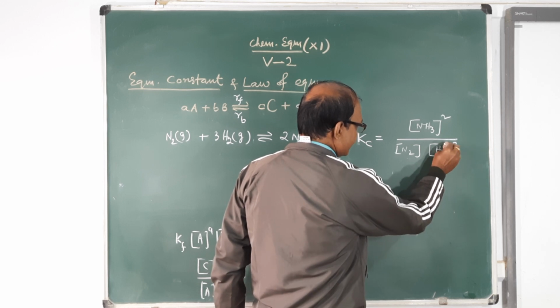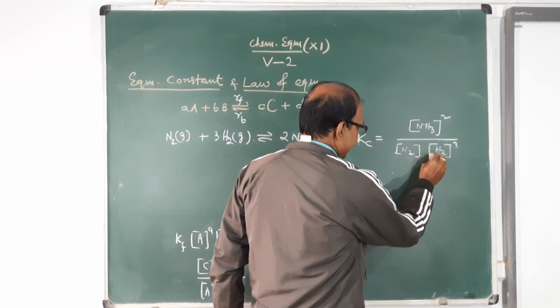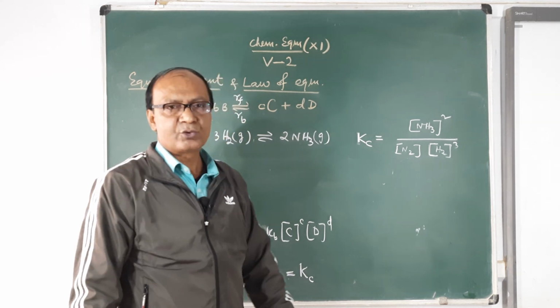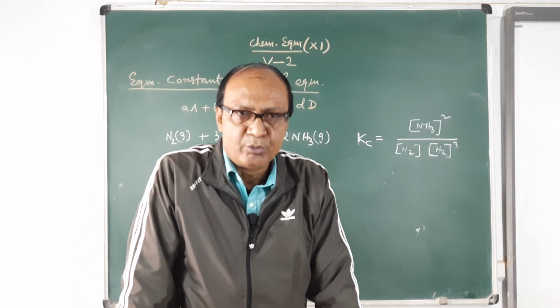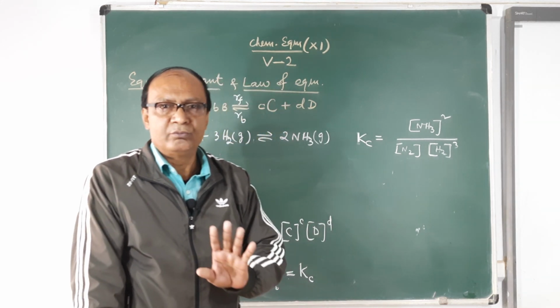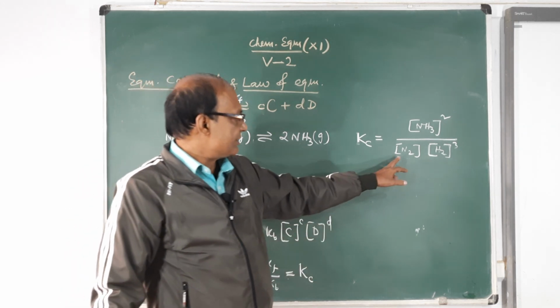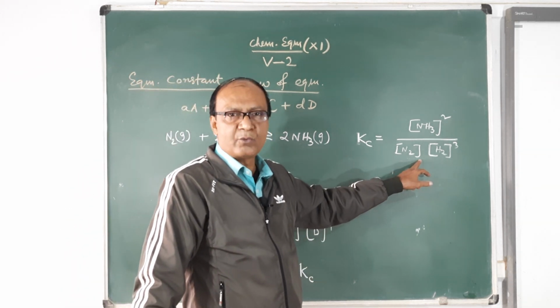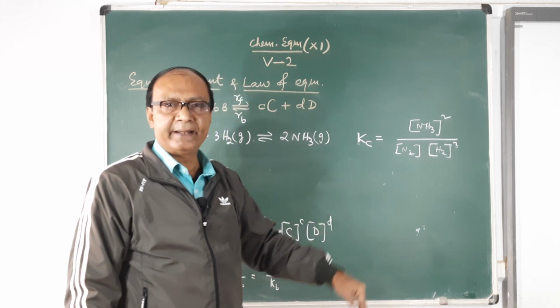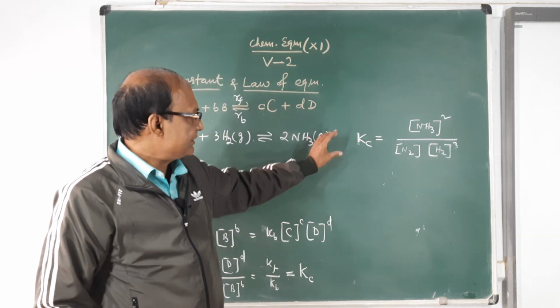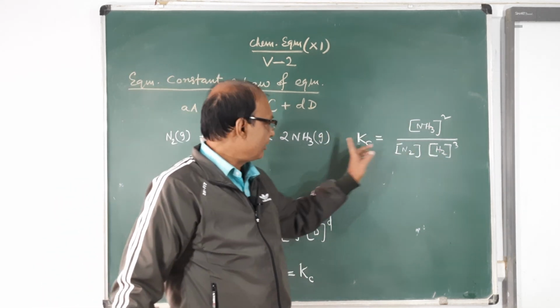Remember, the square bracket indicates molar concentration. You do not need to mention anything else here; just giving the square bracket itself indicates molar concentration. So, this is the expression of Kc for this reaction.